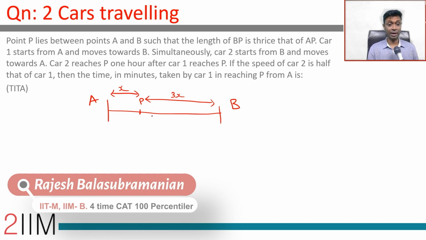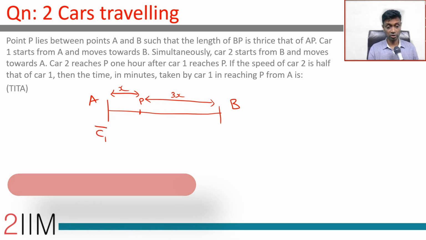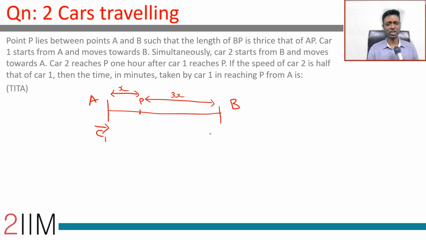Car 1 starts from A and moves towards B. Car 1 is moving like this. Simultaneously, car 2 starts from B and moves towards A. Car 2 this way, simultaneously, at the same time. Car 2 reaches P 1 hour after car 1 reaches P. So car 1 takes time t, car 2 takes time t plus 1.